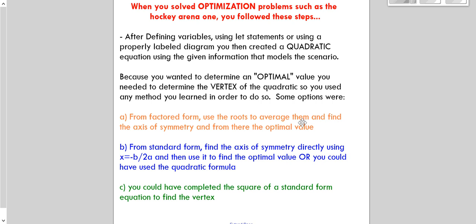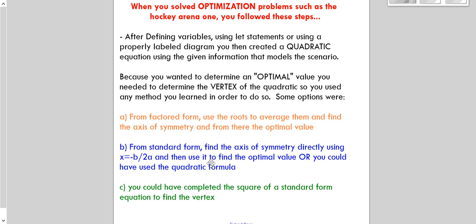If you had the standard form, then you didn't get the axis of symmetry right away, but you could use the little shortcut from the quadratic formula and just do the negative b over 2a portion, which would have given you the x value of the vertex. Then you could have put that into the equation to get your optimal value. Alternatively, if you didn't want to use the shortcut, you could have used the entire quadratic formula, but that would have been more work, and then you go back to the averaging the roots process.